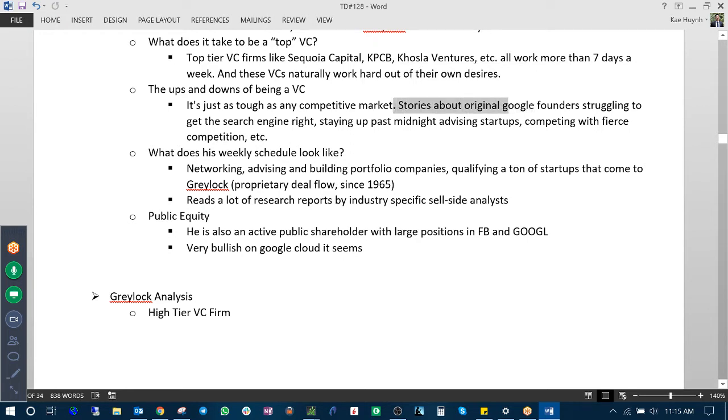He told stories about the Google founders struggling to get the search engine right, and they were at risk of make it or break it. Staying up past midnight advising startups, he still does it today, right? Competing with fierce competition, etc. What does his weekly schedule look like? I really asked him that.